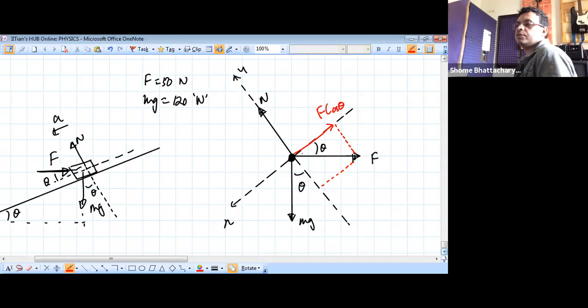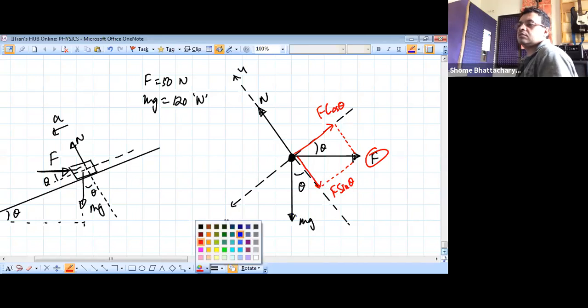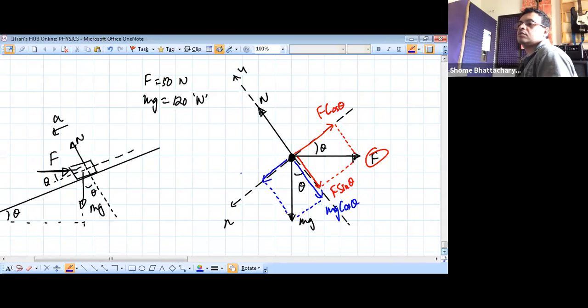It has the y component, which is along the negative y axis, which will be F sine theta. So this is resolved. Now similarly, let's resolve mg. So mg will have the y component, which is along the negative y axis, of mg cos theta. Whereas it will have the x component like this, which is mg sin theta.